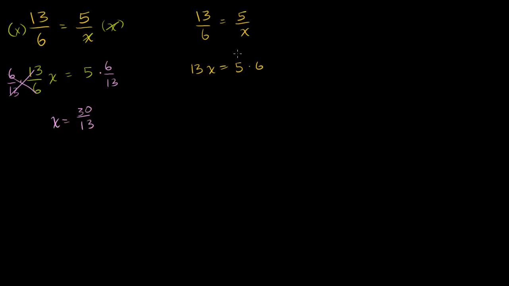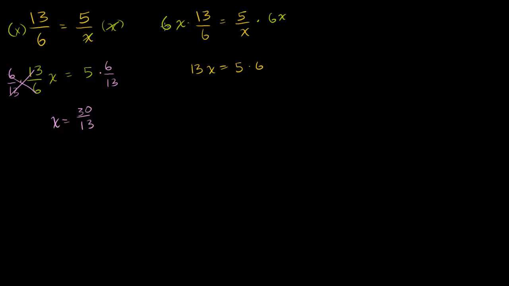Really, all they're doing to get to this point is simultaneously multiplying both sides of the equation by both denominators. Let me show you what I mean. If I multiply both sides of this equation by 6x, what's going to happen? And where did I get the 6? From here. Where did I get the x? From there. Both denominators.